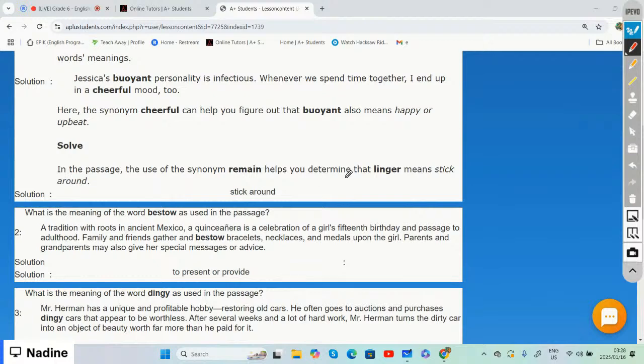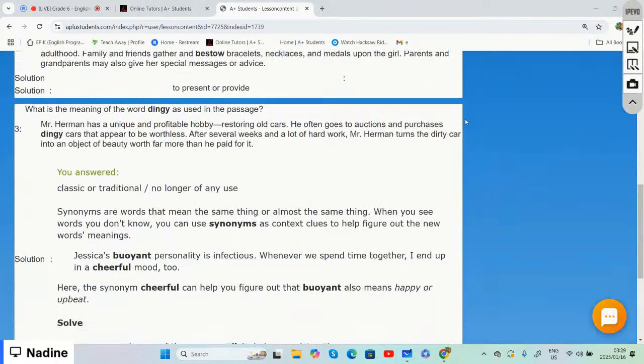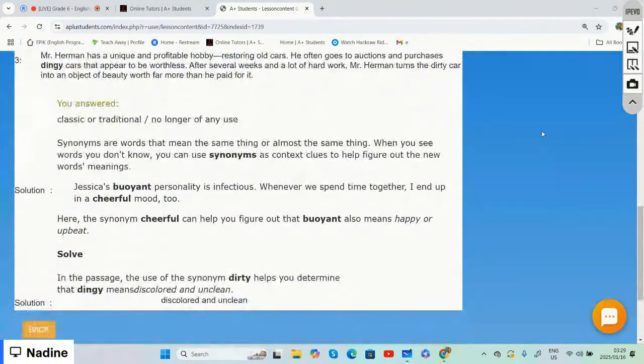Right. All right. Let's look at the last one and then we're going to our test. It says, what is the meaning of the word dingy as used in the passage? Dingy.